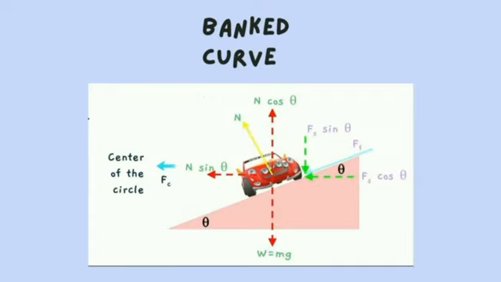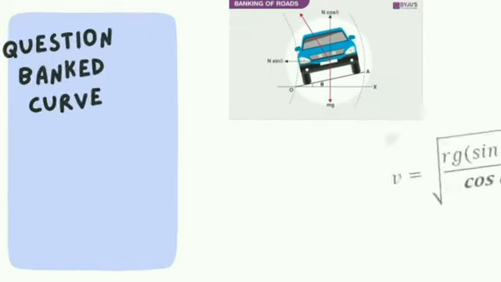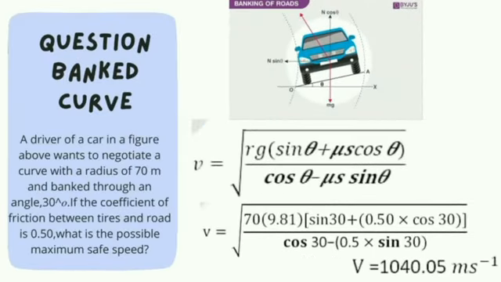Okay, so this is the diagram for the forces acting on an object when placed on a banked curve. For example, we have this question here. A driver of a car in the figure above wants to negotiate a curve with a radius of 70 meters and banked at an angle of 30 degrees. If the coefficient of friction between tires and road is 0.5, what is the maximum safe speed?